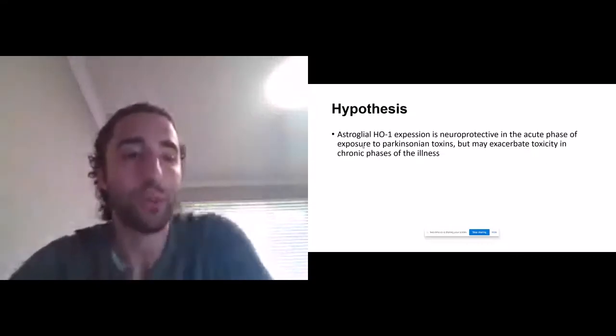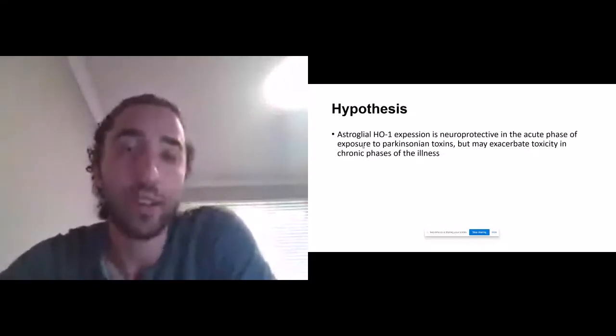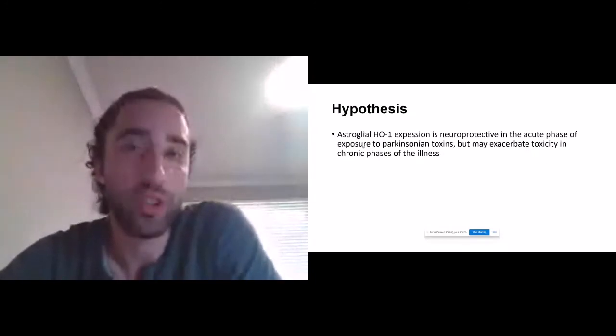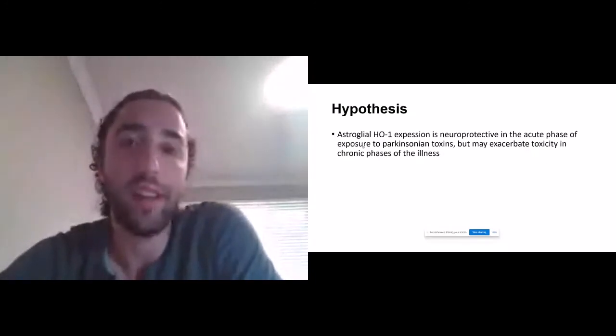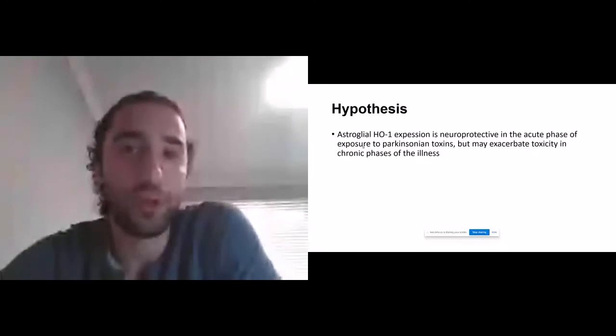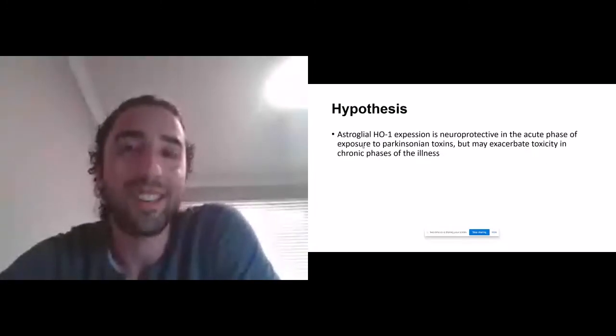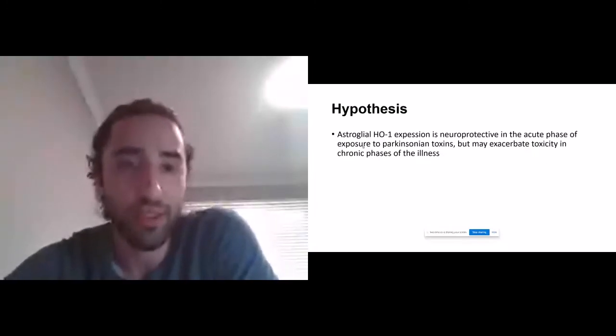Based on this, we have formulated the hypothesis that astroglial HO1 expression is neuroprotective in the acute phase of exposure to Parkinsonian toxins, but may exacerbate toxicity in chronic phases of the illness.